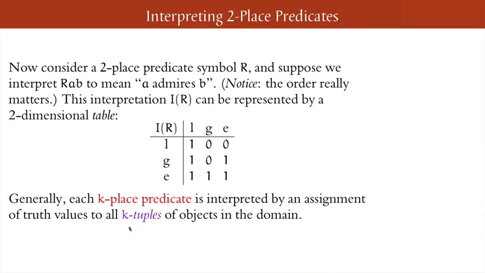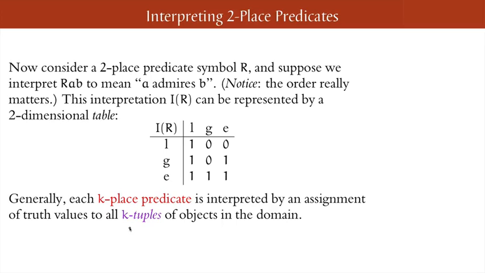For a three-place predicate symbol, each interpretation must assign a truth value to a 3-tuple or ordered triple of objects in the domain. In general, each k-place predicate is interpreted by an assignment of truth values to all ordered k-tuples of objects in the domain.